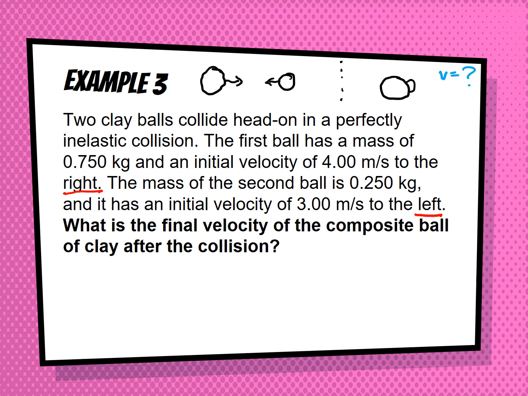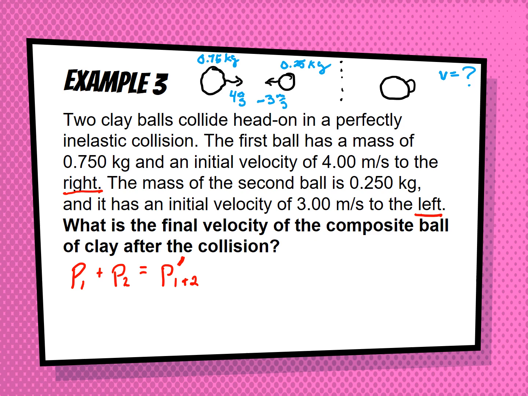Before the collision, we know this one has a mass of 0.75 kilograms, and this one has a mass of 0.25 kilograms. The larger ball was going at 4 meters per second, and the smaller one was going at 3 meters per second, but because it's going to the left, we're going to say that's negative. So the equation should look like P1 plus P2 equals P prime of 1 and 2 together.